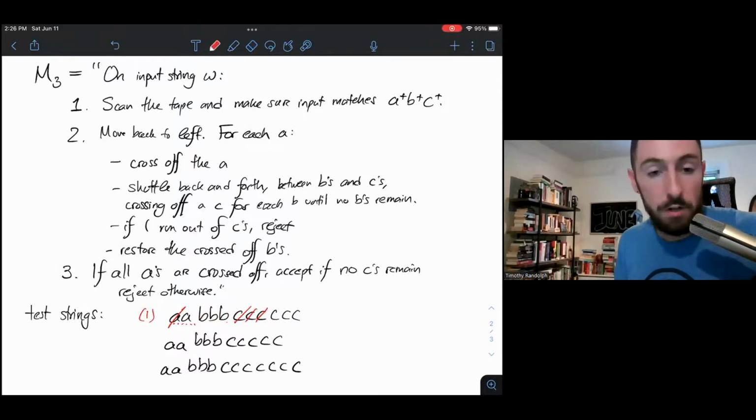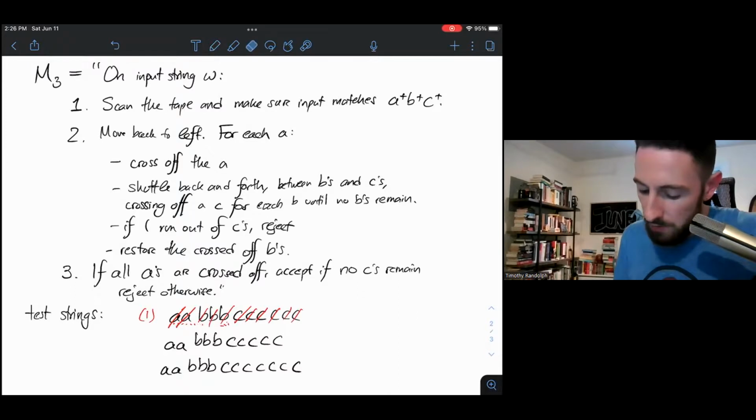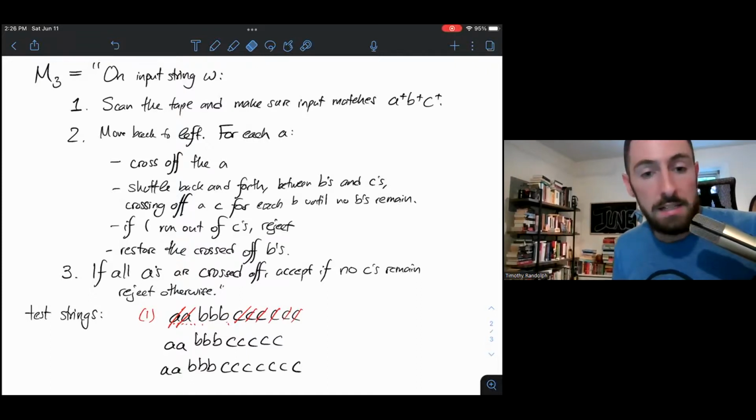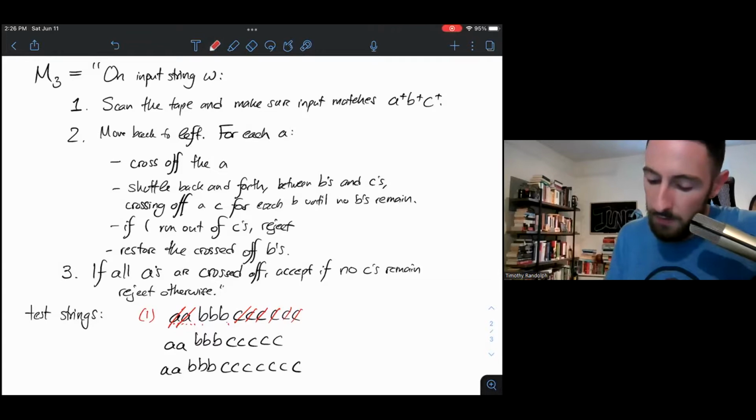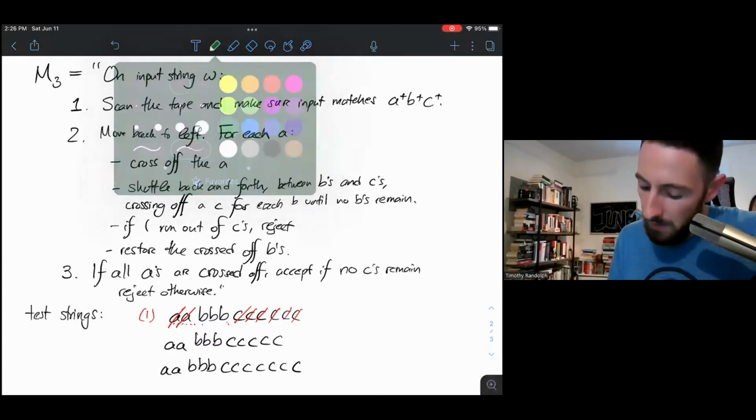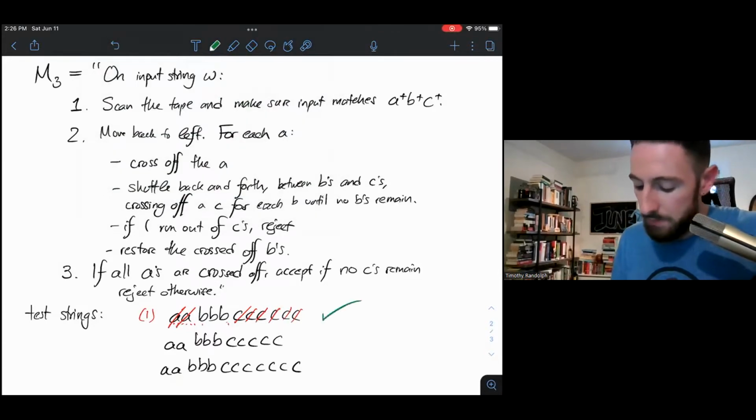Now I'm in a for loop. I'm running this for each A, so I'll cross off my second A and once again shuttle back and forth. B, C, B, C, B, C. Move back. I see all my B's are crossed off, so I restore them. And now I have crossed off all of my A's, so I reach step 3. If all the A's are crossed off, except if no C's remain. So no C's remain, and I do indeed accept this string.